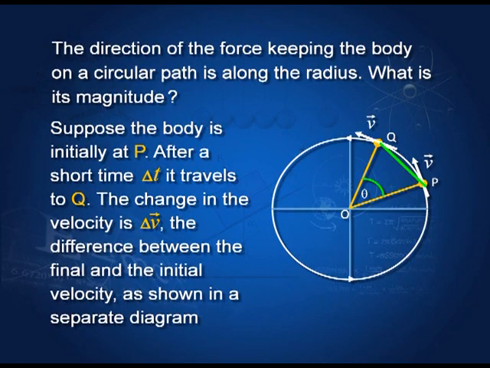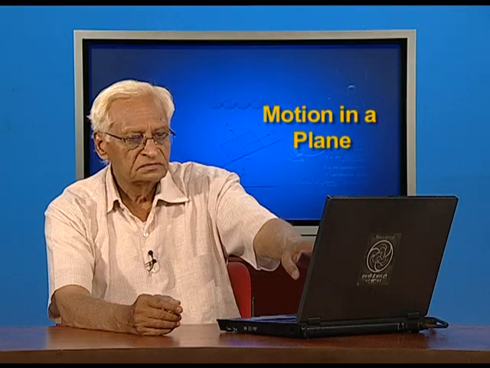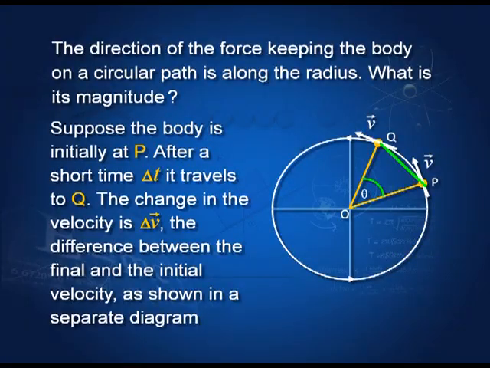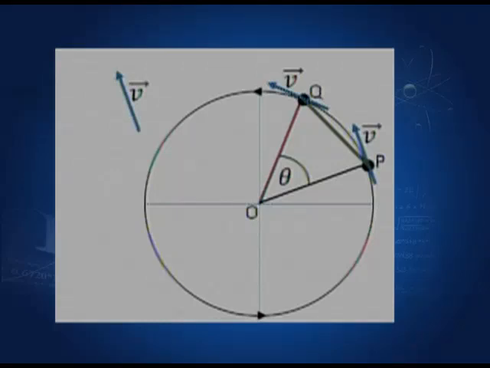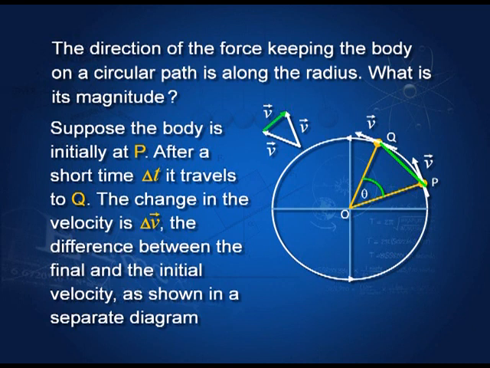We take the body to be at P, and it is moving with velocity v along the tangent. After a very short time delta t, it moves to Q, but its motion is again along the tangent with velocity v, and the angle covered in this is theta. So, the velocity at P is v, the velocity at Q is also v. I have drawn parallel lines, if you notice, and the change in velocity is delta v, the final velocity minus the initial velocity.